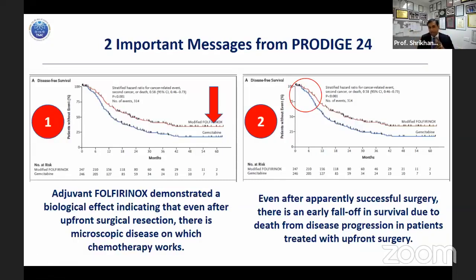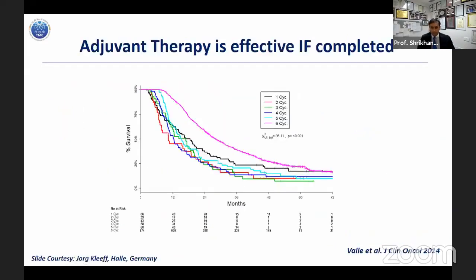On the other hand, the other thing that we need to understand is even after apparently successful surgery, concentrate here, there is an early fall off in survival due to death from disease progression in patients treated with upfront surgery. So that means the disease is there all along, and even after good surgery, there is disease progression. Does it mean that all of the patients need to be treated with neoadjuvant because it's a systemic disease?